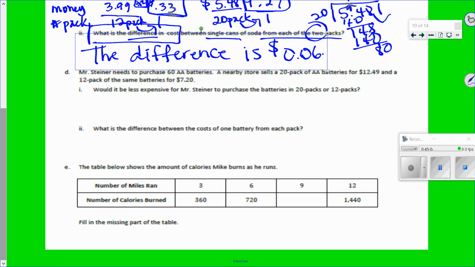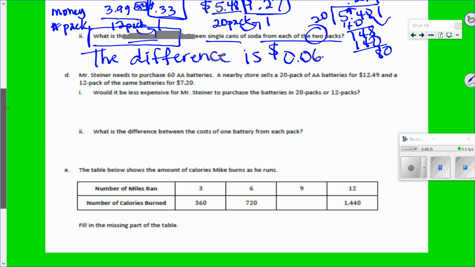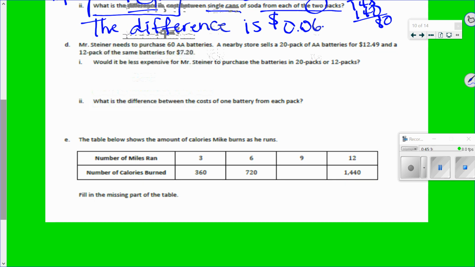All right, Mr. Steiner needs to purchase 60 AA batteries. A nearby store sells a 20-pack of AA batteries for $12.49 and a 12-pack of the same batteries for $7.20. Would it be less expensive for Mr. Steiner to purchase the batteries in the 20 or 12 packs?